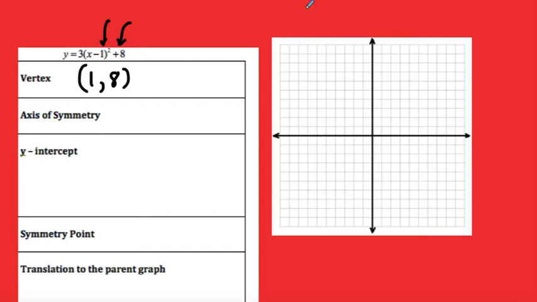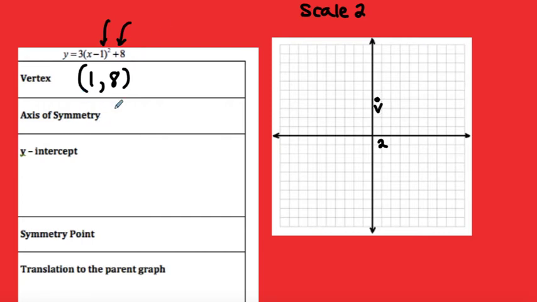Actually, you know what? I'm going to change the scale to 2. Sorry about that, guys. So I'm going to make each one of these equal to 2. All right, so that's going to give me 1, which is going to be in the middle, and then 8 would be 2, 4, 6, 8. And there would be my vertex. And I'm actually going to put a V there for myself so I don't forget.